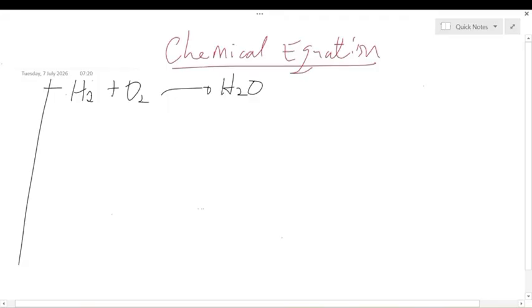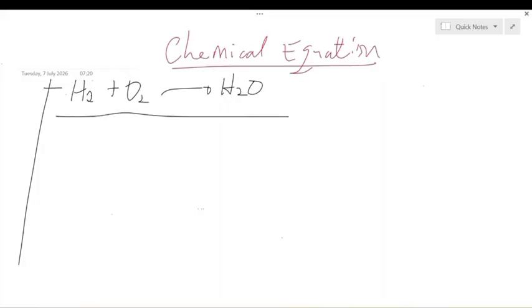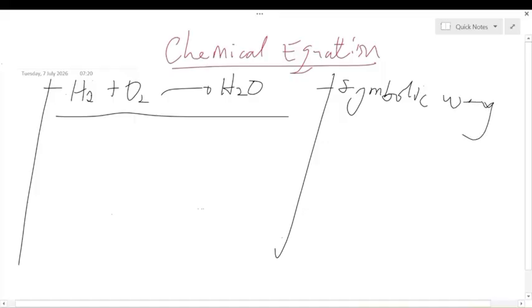Before diving into how we can balance this equation, I want you to understand the meaning of a chemical equation. When we talk of a chemical equation, what is the meaning of that? If they ask you this question in your class exam, what are you going to say? A chemical equation is simply a symbolic way of representing a chemical reaction. We are using symbols to represent a chemical reaction, and that is called a chemical equation. So in a chemical equation, we are using the symbols of the elements or compounds involved.